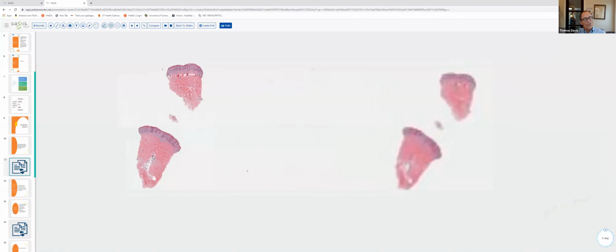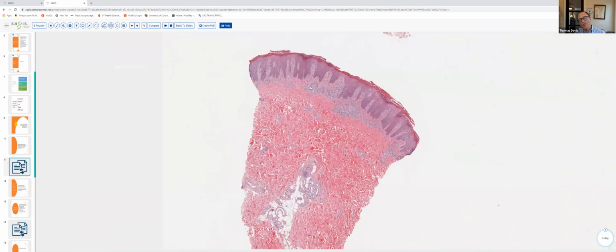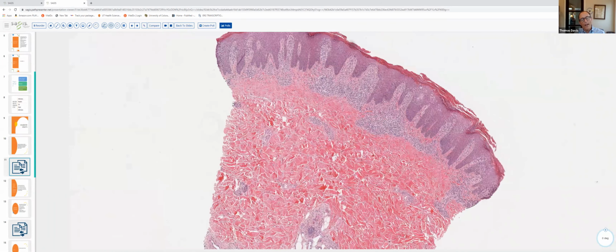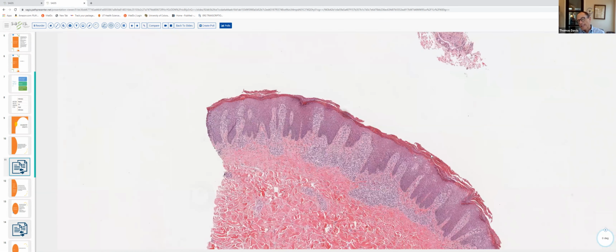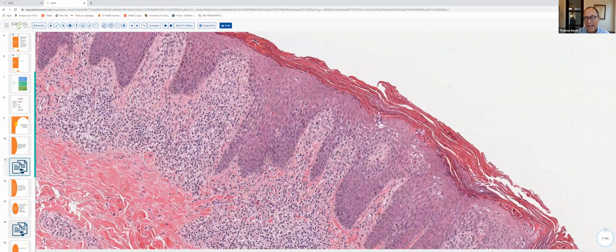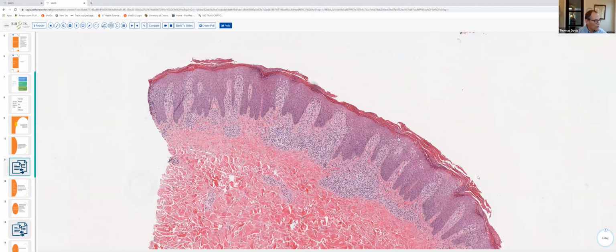Okay, so in sum, a superficial perivascular infiltrate. We've got irregular epidermal hyperplasia, scale crust or serum admixed with parakeratosis in the stratum corneum, and some microscopic spongiosis. And this constellation of features is most characteristic of a subacute to chronic eczematous dermatitis.